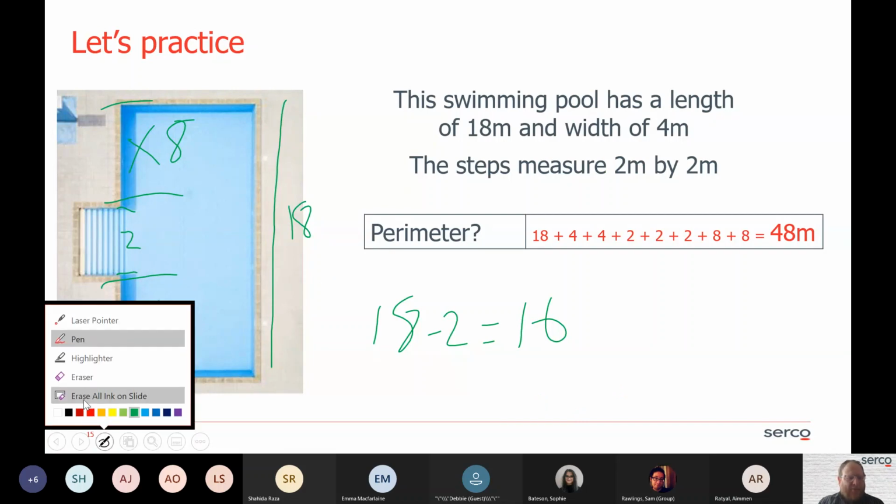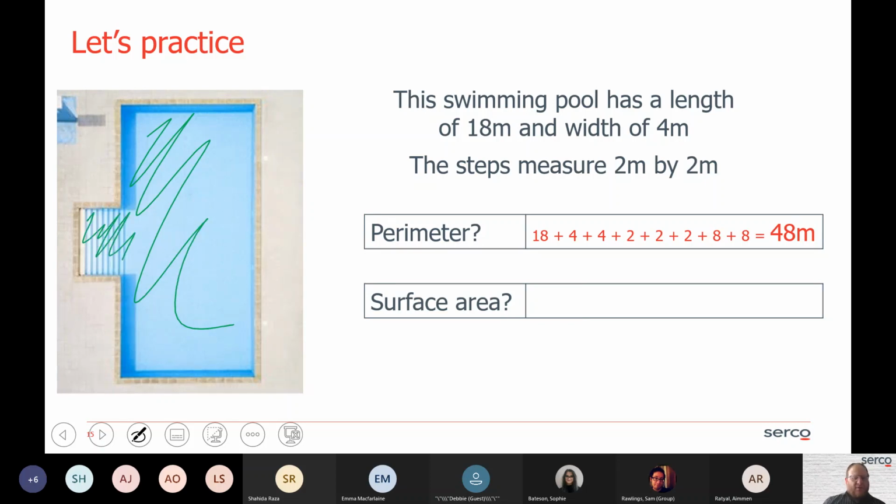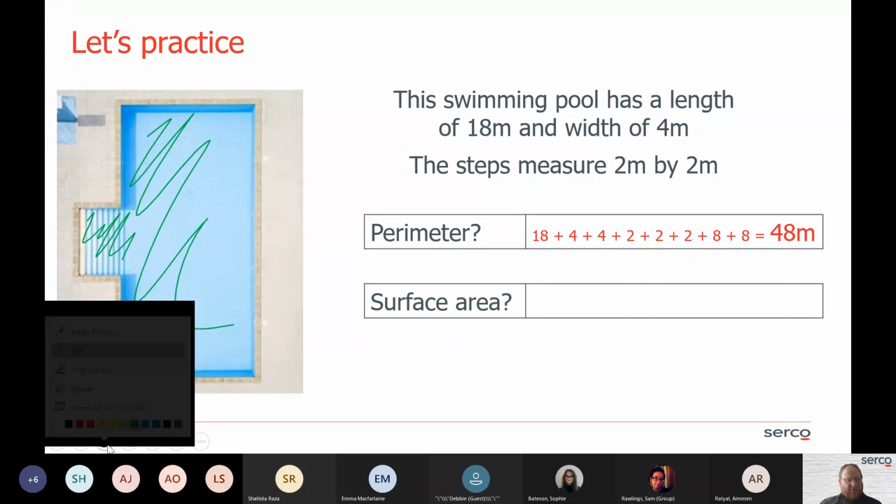So if you're not already ahead of me, I would also now like you to work out the area, or the surface area in this case, of that pool, including the water. It covers the whole of the pool, all of this, and it covers the steps. So I need you to work out the total area of this pool.